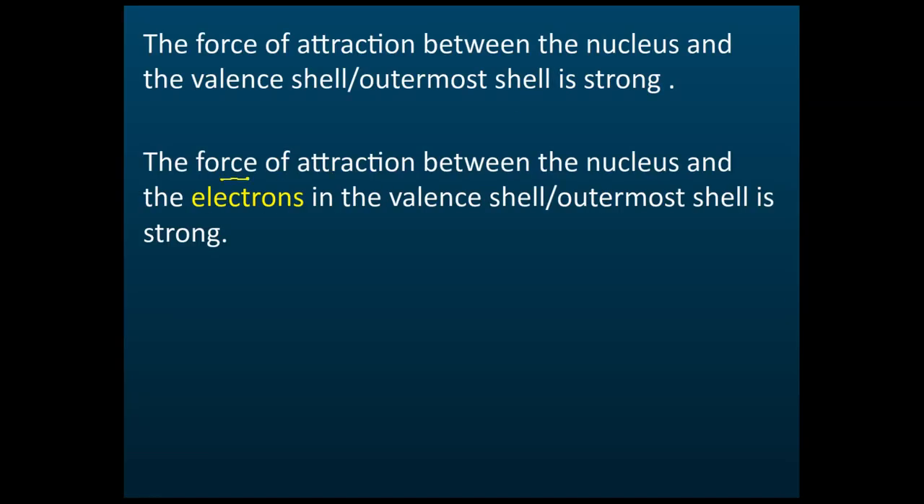Now, it's force of attraction. There are no problems with between the nucleus and the electrons in the valence shell, or valence electrons. Electrons in the valence shell means the valence electrons, or the outermost shell, is strong. So you see, that is the force between the electron and the nucleus, not the shell and the nucleus. If they say the force is between the nucleus and the shell, that's not correct. It's electrons and the nucleus. The force is between electrons and nucleus. And the electron is the valence electron, or the electron in the outermost shell, or electrons in the valence shell.